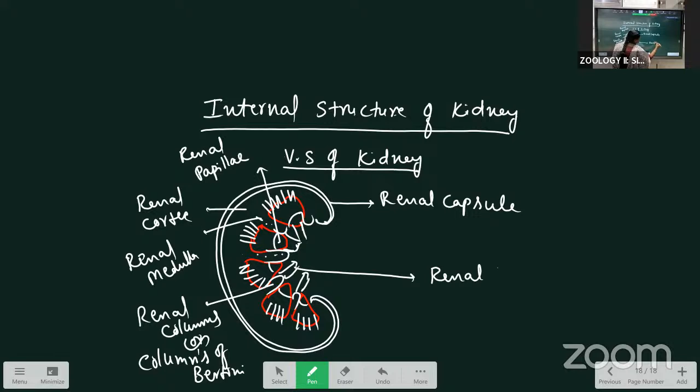The renal calyces are of two types. The minor, meaning small branches, are called the minor calyx. The main branches are called the major calyx. They open into the pelvis. This structure is called the renal pelvis.